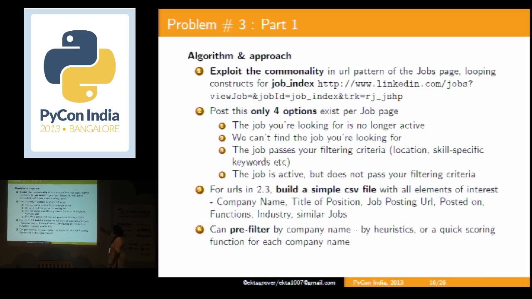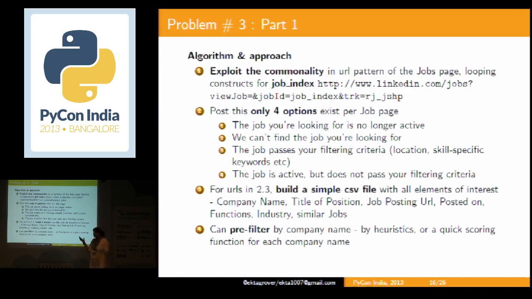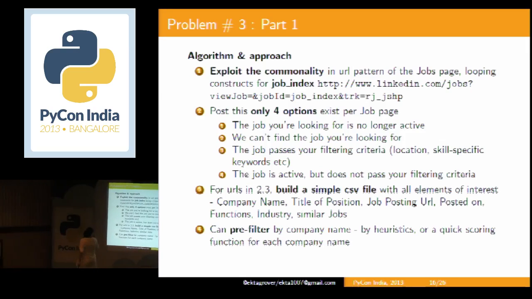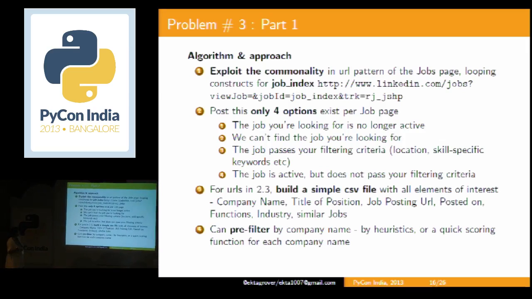And post this, you have only 4 options that exist per page. So either the job is not active, or the page does not exist, or your job passes your filtering criteria, or your job is active but it does not pass. And specifically, we are interested in of course the point number 3, where the job passes our filtering criteria. That is, I'm interested only in jobs that are around Bangalore, maybe because I don't want to relocate, and that are specific to a certain skill set. So for this one, you just build a simple CSV file.